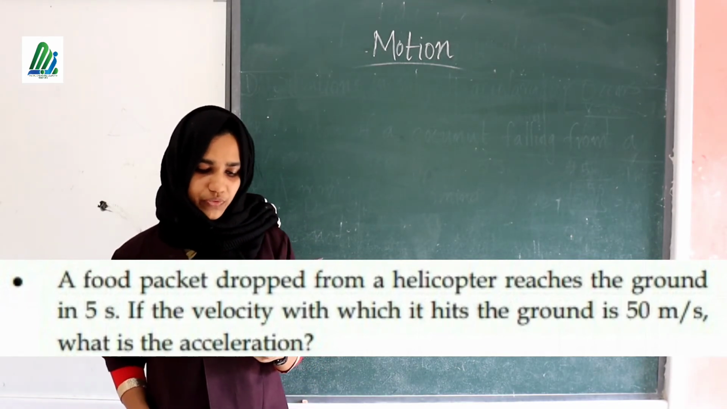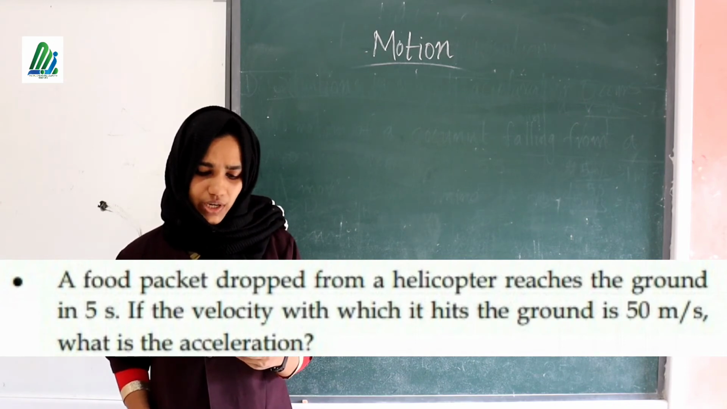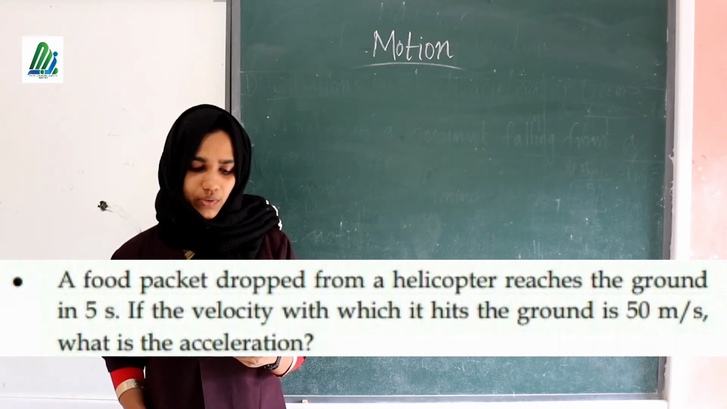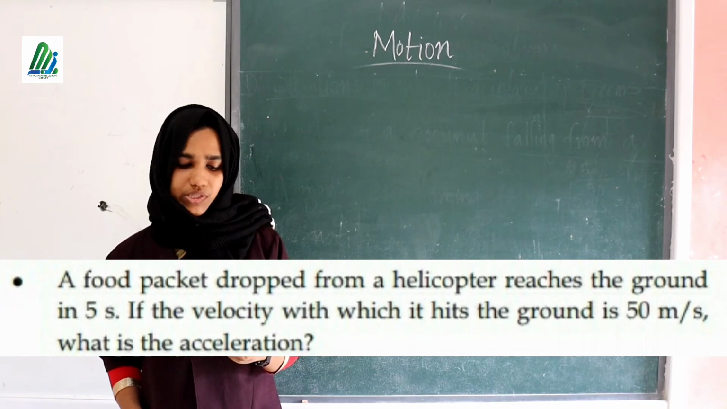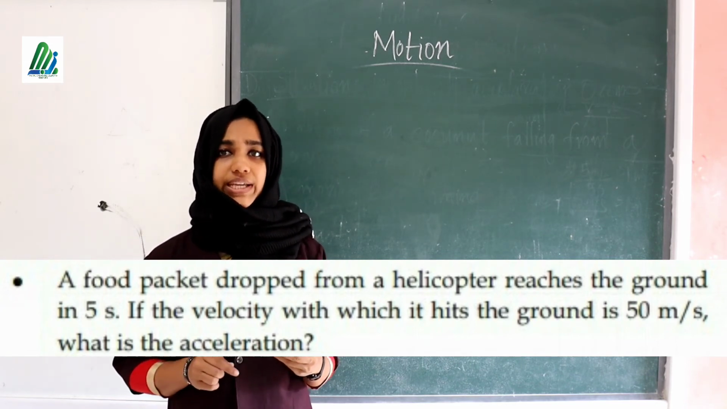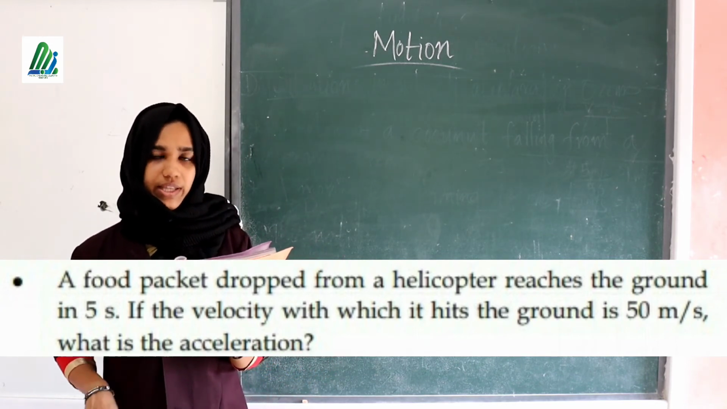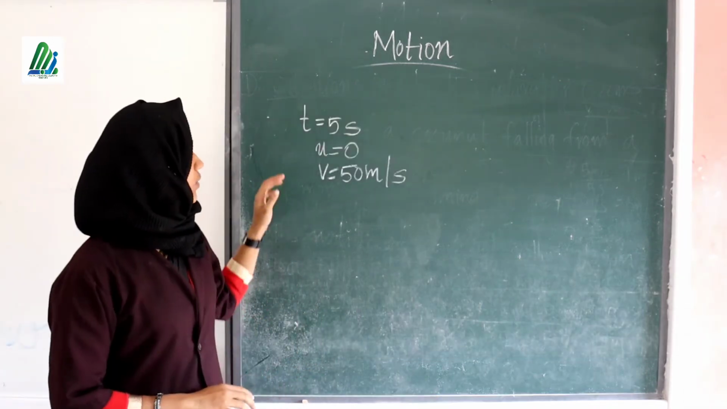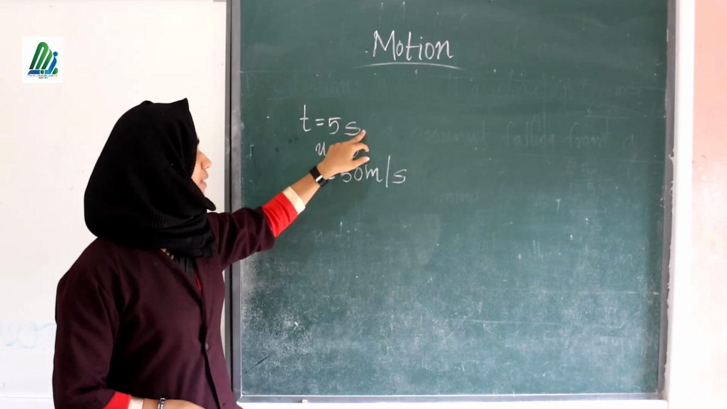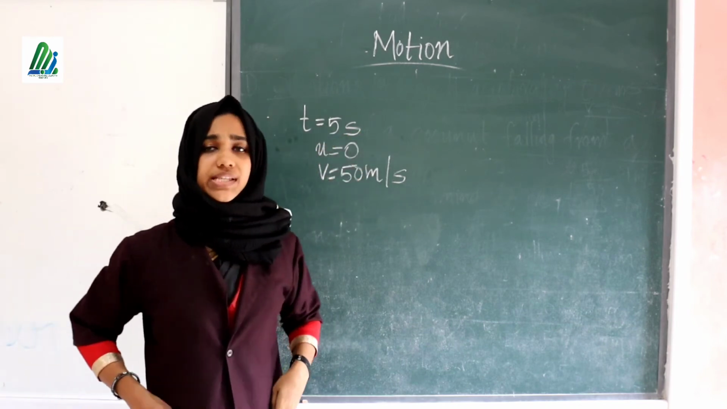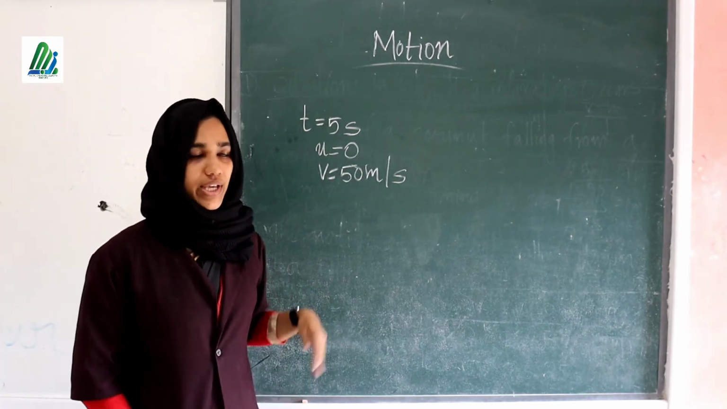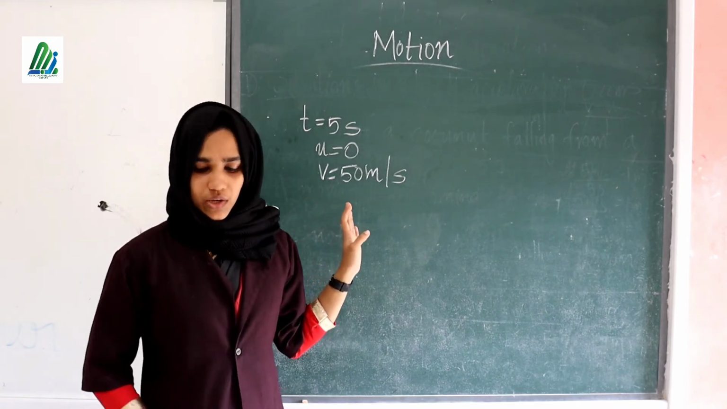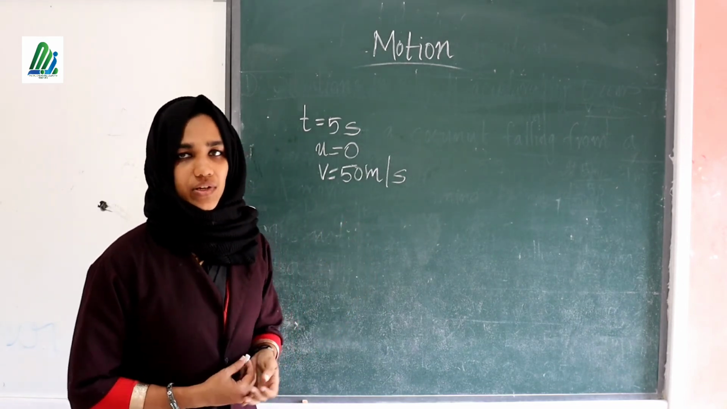A food packet dropped from a helicopter reaches the ground in 5 seconds. If the velocity with which it hits the ground is 50 meter per second, then we want to find the acceleration. Here you can see t is 5 seconds, u is 0 and v is 50 meter per second. That is given in the question. We want to find the acceleration here.